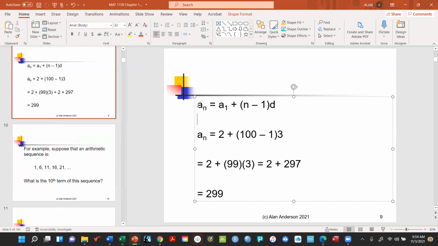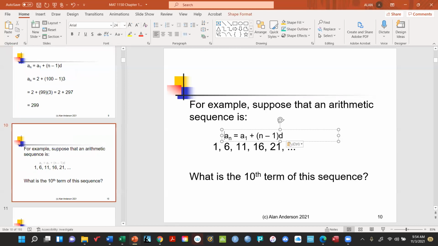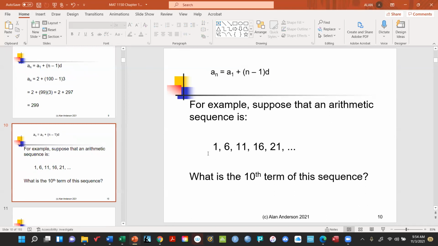All right, now here's what we're going to do. Just to get some practice with this, suppose you had this sequence. Now, first of all, you should ideally confirm that it is in fact an arithmetic sequence. Here you know that it's arithmetic because we have a common difference of 5. That's all it takes to be an arithmetic sequence. So that being the case, why don't we use this formula to figure out the 10th term of the sequence?